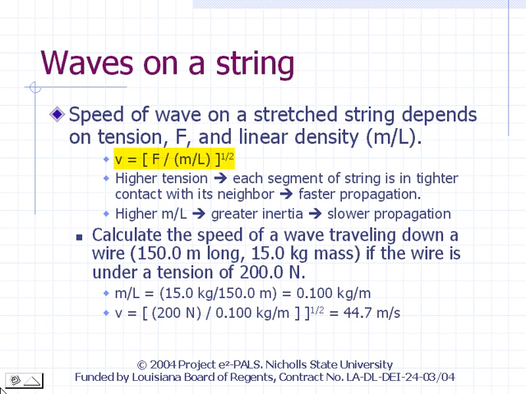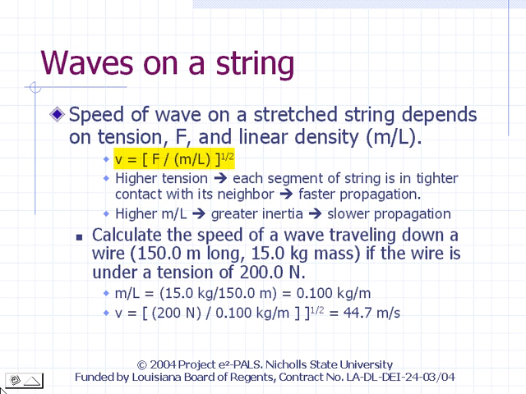Linear density refers to the mass per unit length. A higher density implies more mass per unit length, that is, more inertia. The segments in the string would be more resistant to changes in motion. Hence, a higher linear density implies slower propagation. Mathematically, the relationship is found to be given by the equation shown here. The speed, v, is equal to the square root of the ratio of the tension, F, to the linear density, m over L.